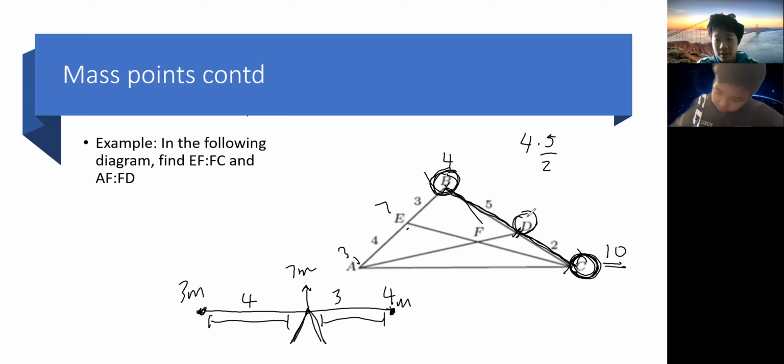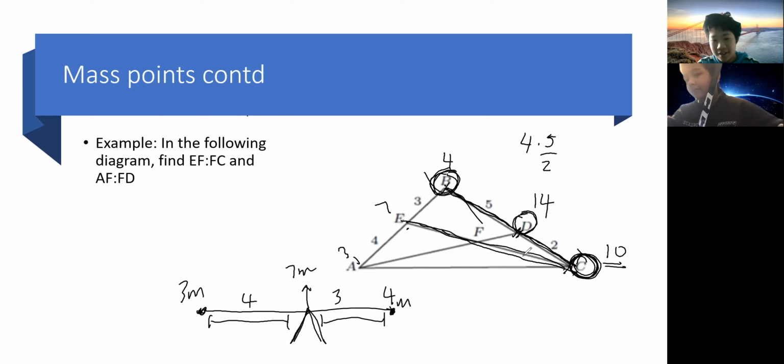For D, it's the pivot, right? So we add masses on both sides. So this is 14. D has a mass of 14. So now we need to find EF to FC. What's the ratio? Well, look here, we have another seesaw. EFC is another seesaw, right? So F has a mass of 17, right? So basically now what we have here is, what is EF to FC?